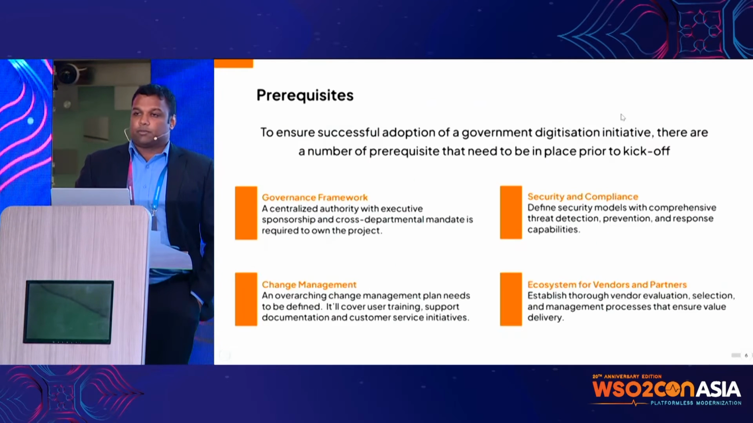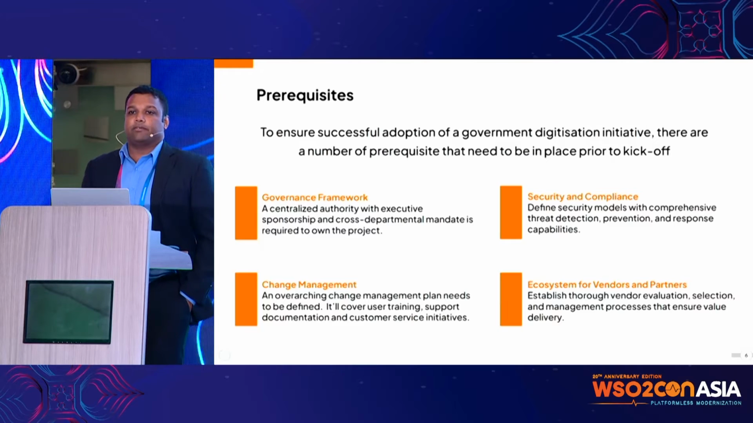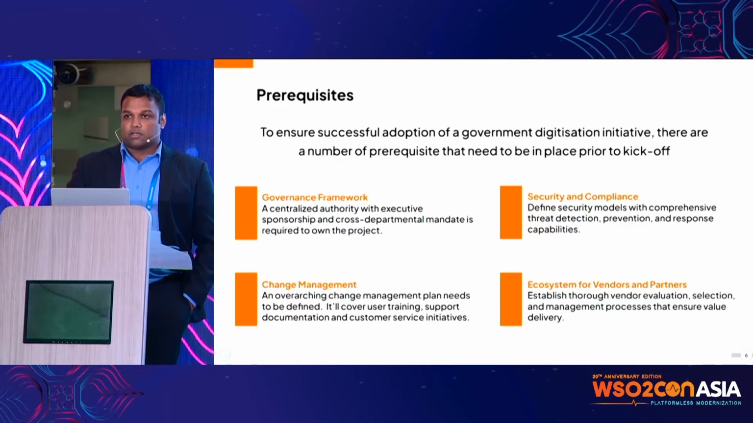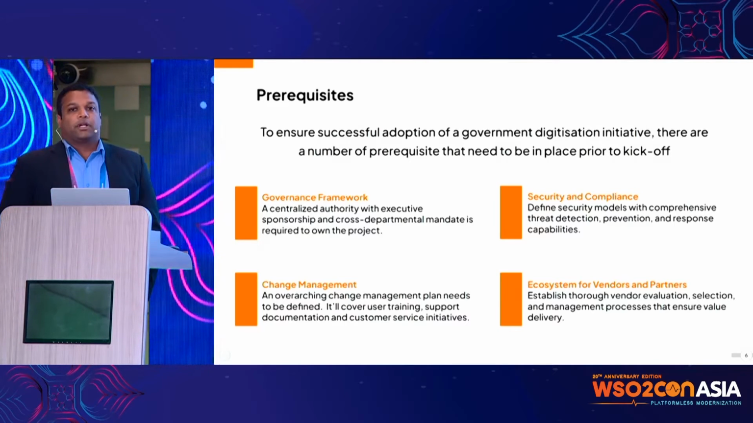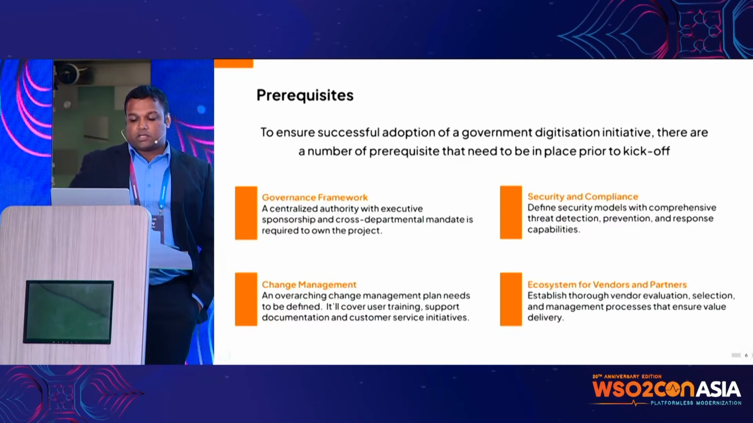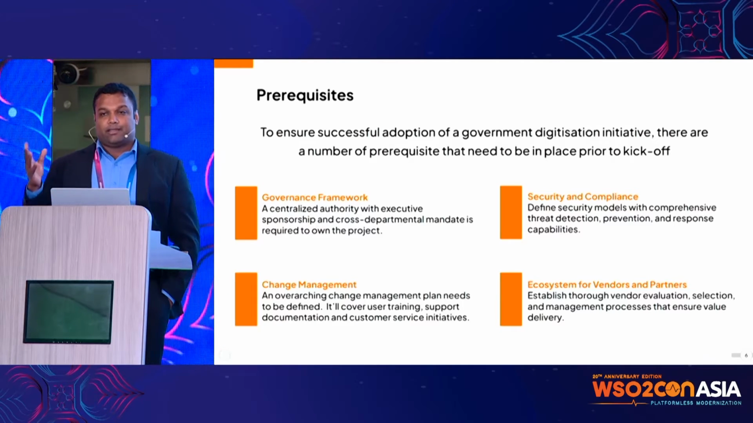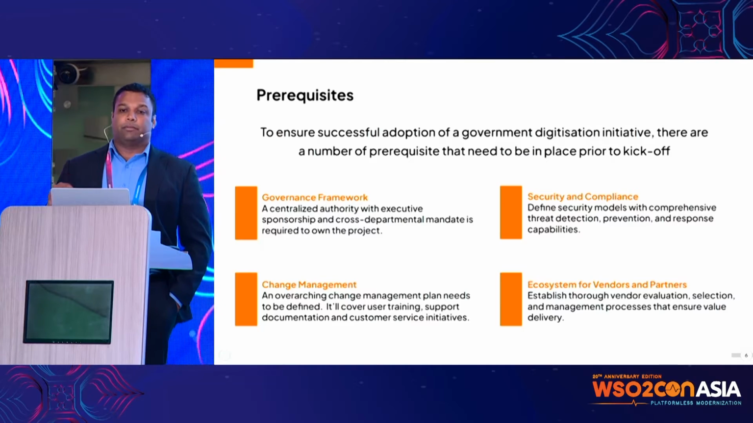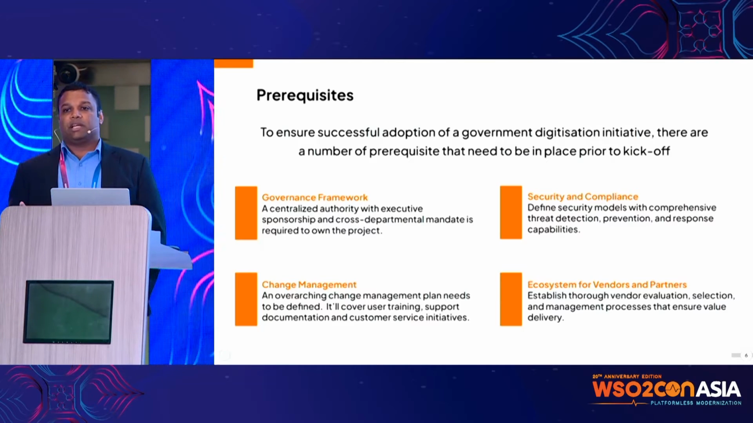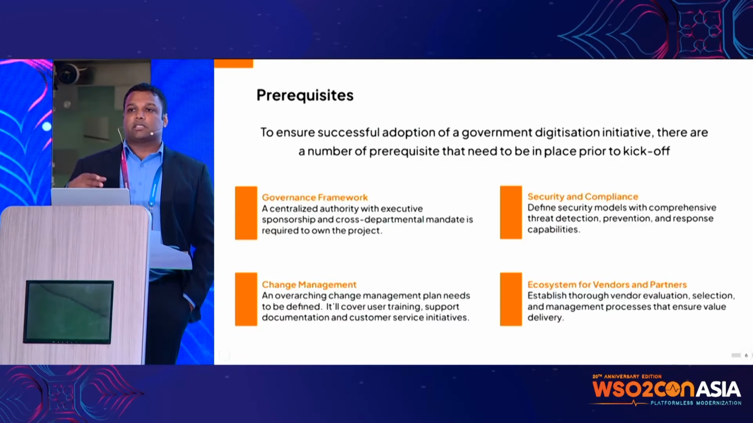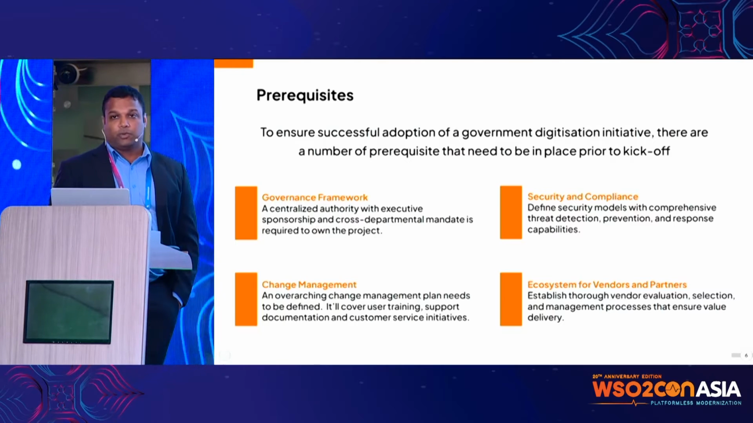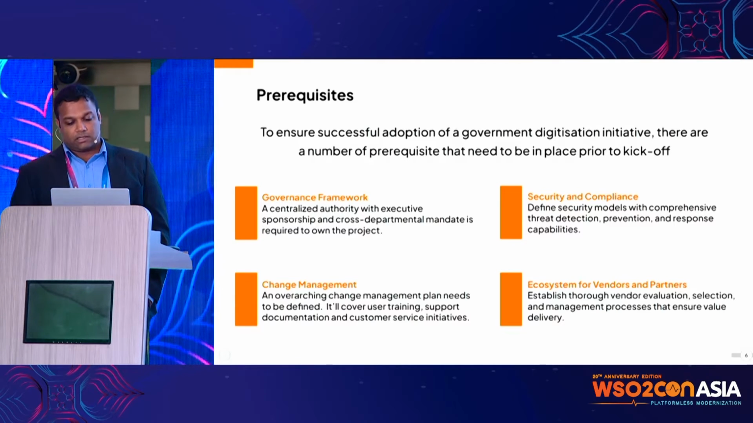So there are a couple of prerequisites that we need to have in place in order for a government digitization initiative to be successful. From a governance framework point of view, we need to have a centralized authority that has the executive sponsorship and a cross-department mandate to own and run the platform. If we rely on agencies coming on board when they're ready, it's going to take forever to complete something like this. So we need to have someone who owns it.